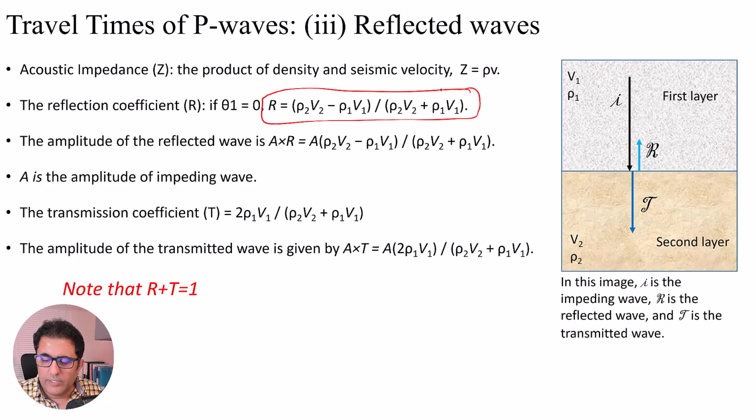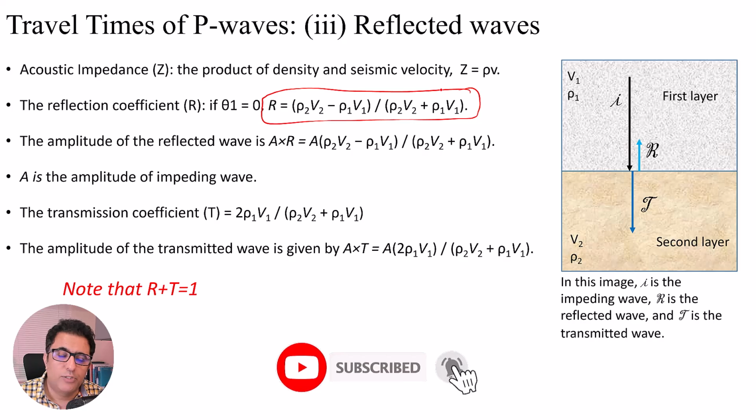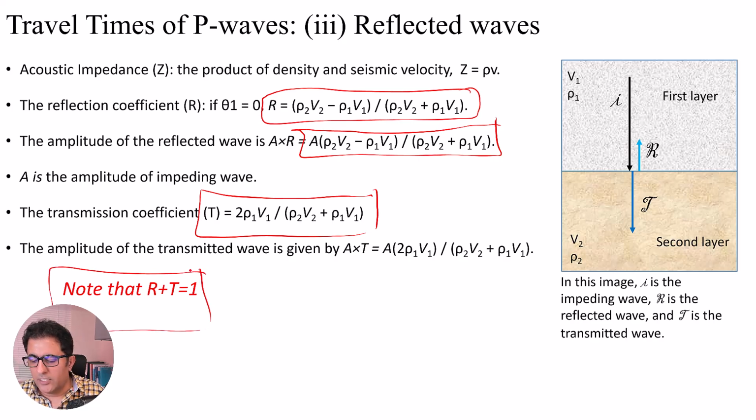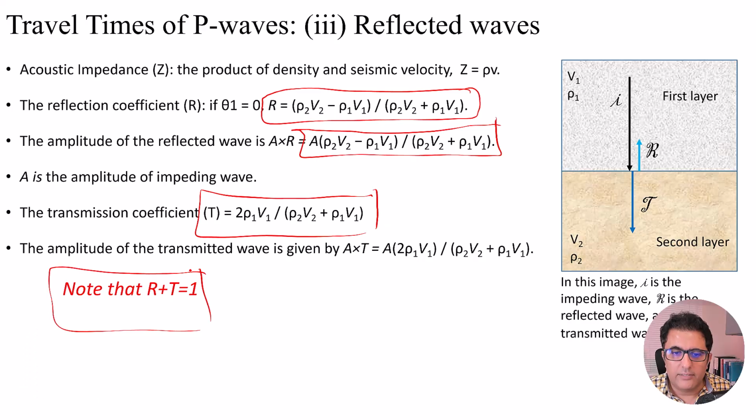So in other words, if we have A, that is the initial amplitude of the incident wave, the amplitude of the reflected wave is equal to A times R. R is the reflection coefficient. So this is how we are able to calculate the amplitude of reflected waves. Similarly, the amplitude of the transmitted wave is given by A times the transmission coefficient, and something that is noticeable here is that R plus T is equal to 1.